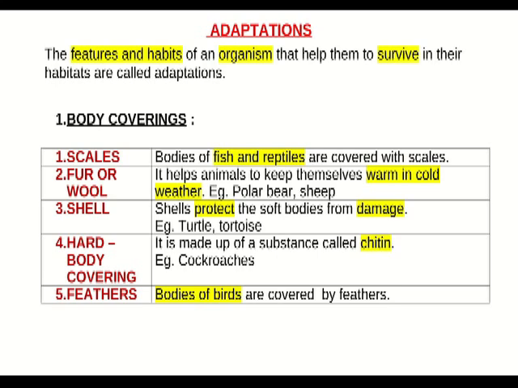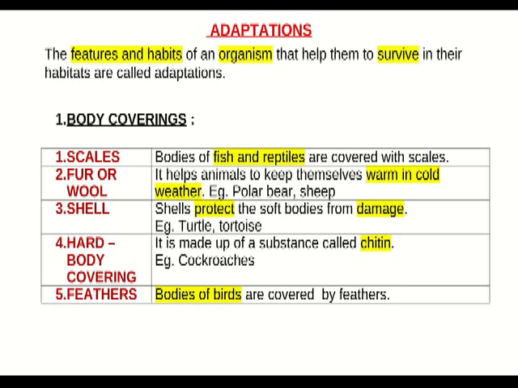The second body covering is fur or wool. It helps animals to keep them warm in cold weather. For example, polar bear and sheep. The third body covering is shell. Shells protect the soft bodies from damage and from being eaten by predators. For example, turtle, tortoise. The fourth body covering is hard body covering.